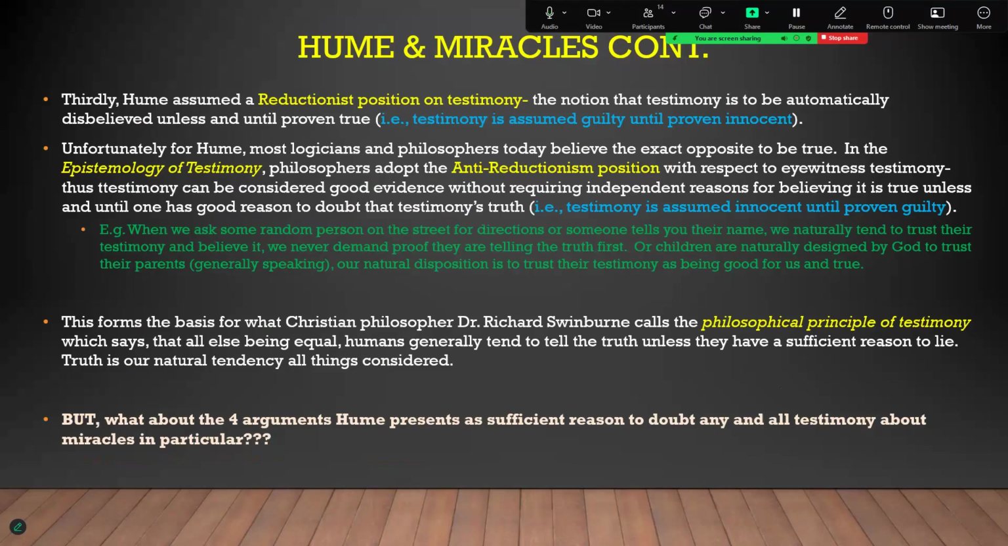But most philosophers like myself today realize this is total nonsense, and we actually go for a non-reductionist or anti-reductionist position, whereby automatically testimony is to be assumed to be innocent or true unless and until you have a defeater or a reason to think that it's not true. And the reason people say this is because if you think about it, this is called the principle of testimony. This is how we operate all the time, right? Nine times out of ten, when people give testimony, they tend to tell the truth.